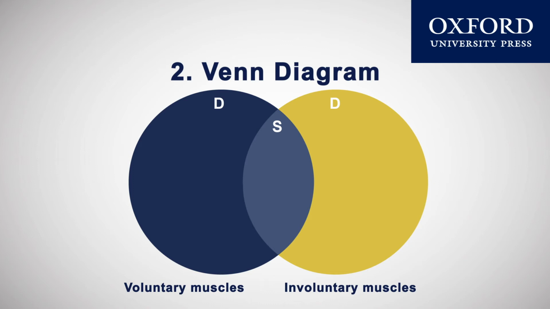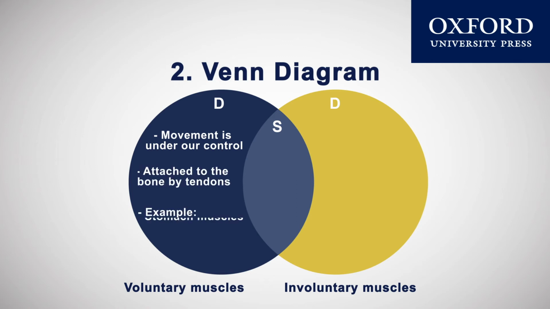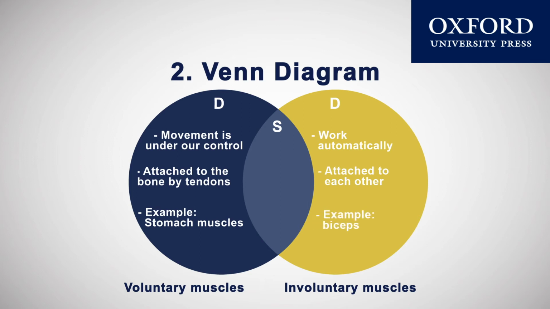Let's take a look at a few differences. For voluntary muscles, movement is under our control. The second difference is that they're attached to the bone by tendons, and an example is stomach muscles. Involuntary muscles work automatically. The second difference is that they are attached to each other and not to the bone. And an example is biceps. The similarity between both these muscles is that they support the skeleton. This organizer helps in clarifying similarities and differences among concepts or information presented.